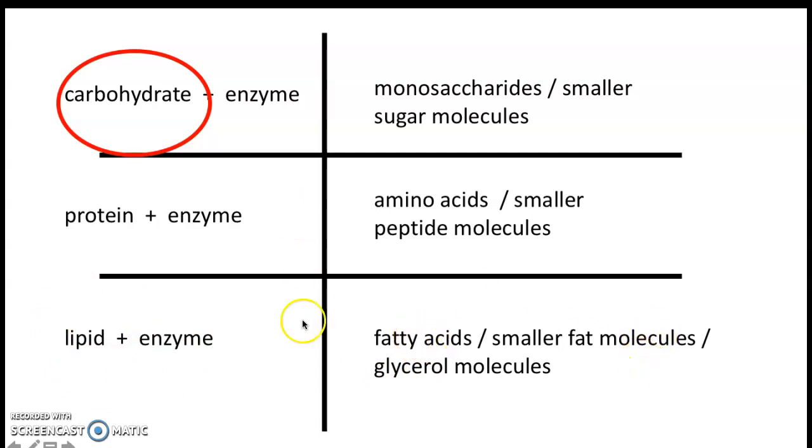So to test if an enzyme was actually working on our substrate, we could do a couple of things. The first thing that we could do is test to see how much of the substrate had been utilized. In this case, we would be measuring, say, the rate of disappearance of the carbohydrate. The other thing that we could do is measure how much of the product is being formed, how much sugar is being formed when we incubate our enzyme and our carbohydrate together.